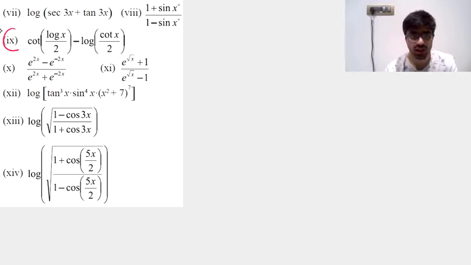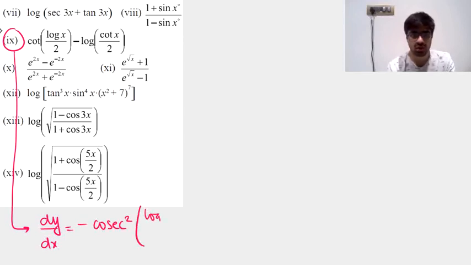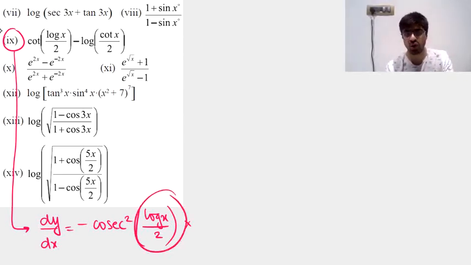We continue with the ninth one. So in the ninth one, it is cot of (log x) the whole divided by 2, minus log of cot of x by 2. If that given function is y, then dy by dx will be minus cosec square x, that is minus cosec square of whatever was there inside, which is (log x) by 2. Multiply that further with the derivative of (log x) by 2.